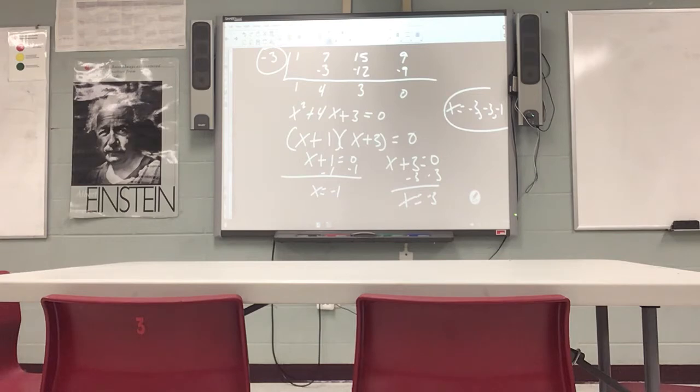Okay, let me erase that. But if we wanted to, would we be able to go all the way using synthetic division? Yes, you could. You could for sure. And this one wouldn't have been that bad to do that, but some of those, like that one with the fractions we did yesterday, that'd be a pain.